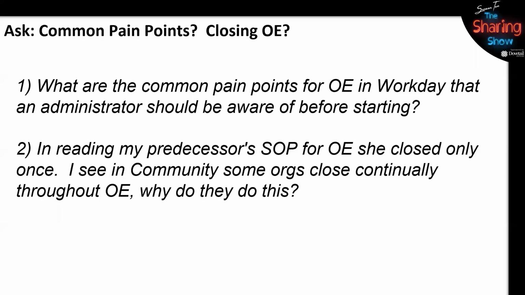And then, the woman who was doing my job before had put together an SOP for open enrollment, and she only closed once. But as I was looking through some of the community posts, I see that other organizations close continually throughout open enrollment, and I'm interested to understand why.